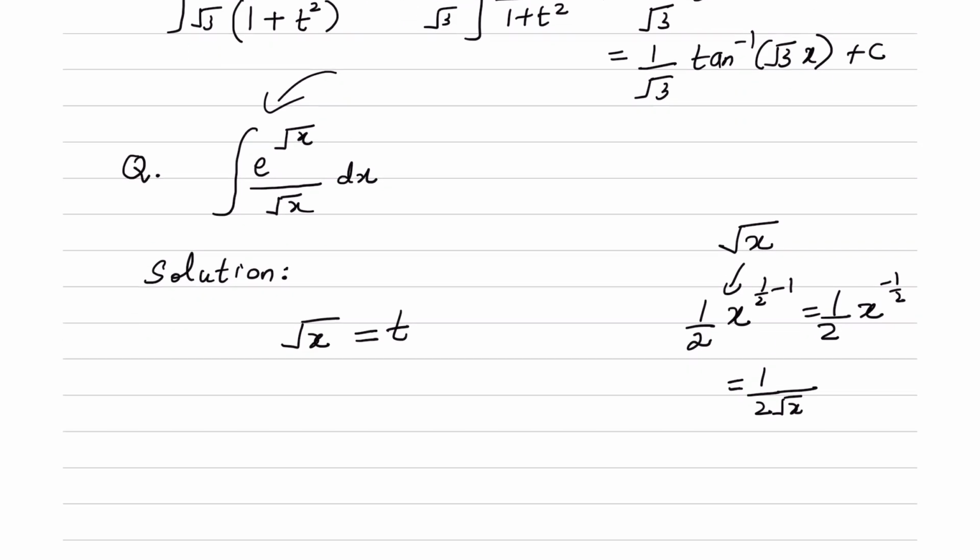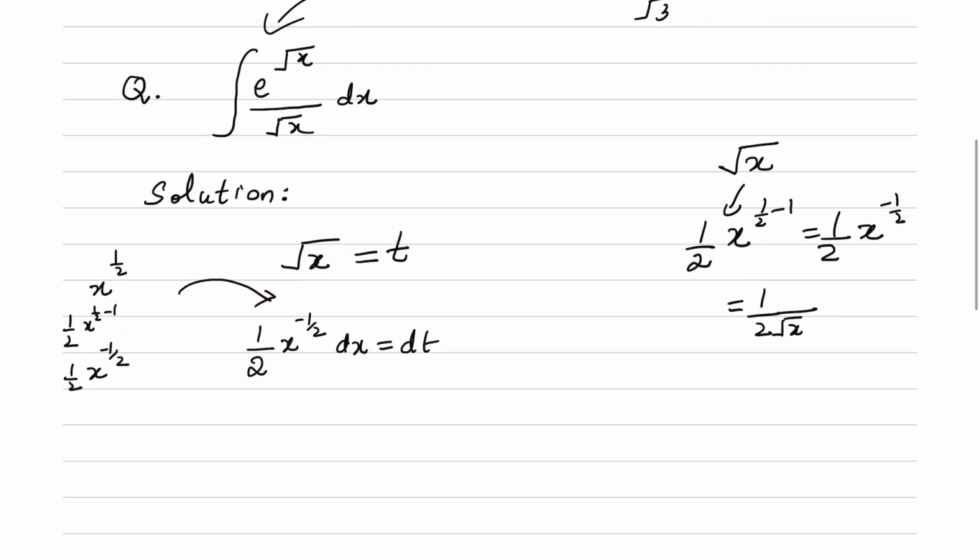So back to our question, square root x is equal to t and then we find the differential, that is 1 over 2 x to power minus 1 by 2 dx is equal to dt. How did we get this? We have x to power 1 by 2. Its derivative is 1 over 2 x to power 1 by 2 minus 1, which gives us 1 over 2 x to power minus 1 by 2. And we have written it here directly. And then the differential of x, which is dx.